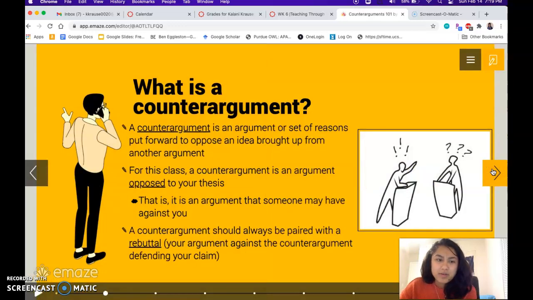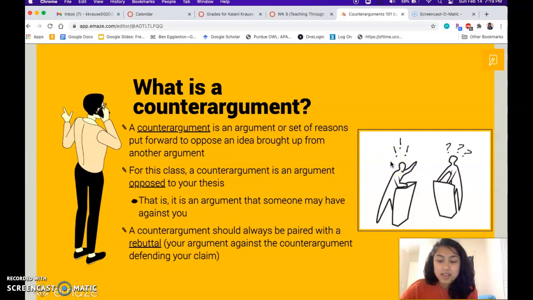So what is a counterargument? Well, a counterargument is an argument or set of reasons put forward to oppose an idea brought up from another argument. So for this class, a counterargument can be easily defined as an argument opposed to your thesis, to your main claim. Previously we've gone over how to construct our main claim, our main argument, our thesis. These are all synonyms. A counterargument is going to be that person who says, I do not agree with you, and this is why I don't agree with you.